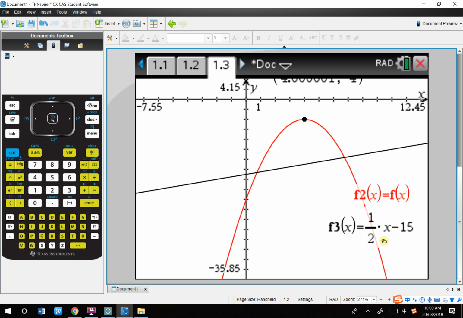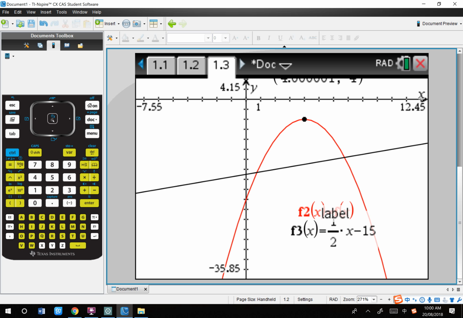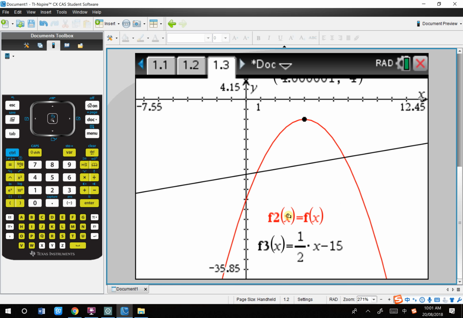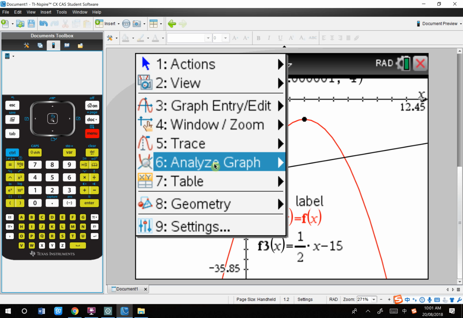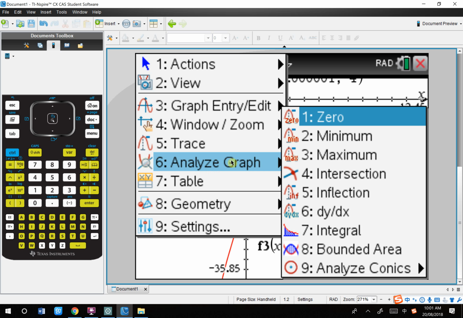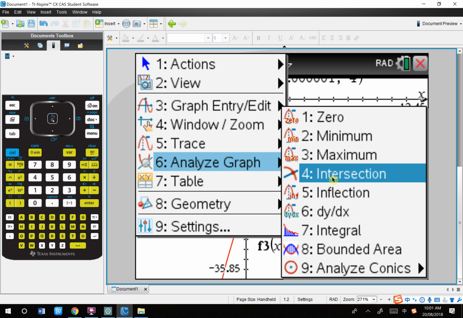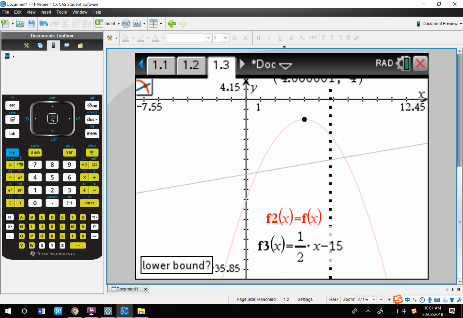Okay. How many intersections are there between this quadratic and this linear? 2, right? 2 functions. So what I will do is find the approximate intersection. It's not going to be exact because I don't think it's in exact integer form. So what I can do is menu, analyze the graph, and go for intersections. Press enter. Okay, can you see 2 intersections, right?